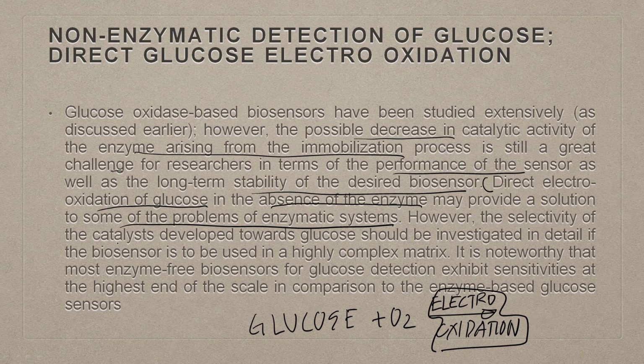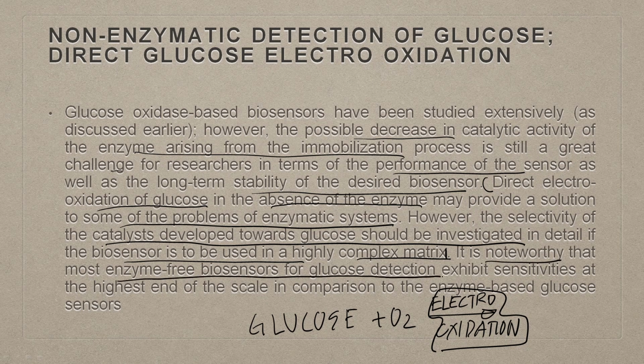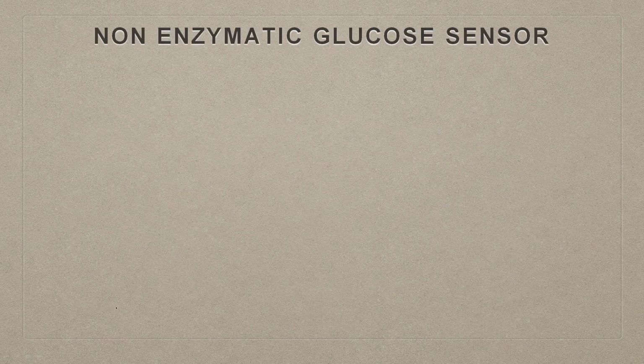However, the selectivity of the catalyst developed towards glucose should be investigated in detail if the biosensor is to be used in a highly complex matrix. It is noteworthy that most enzyme-free biosensors for glucose detection exhibit sensitivities at the highest end of the scale in comparison to the enzyme-based glucose sensors. So, this is the basis of non-enzymatic glucose sensors.